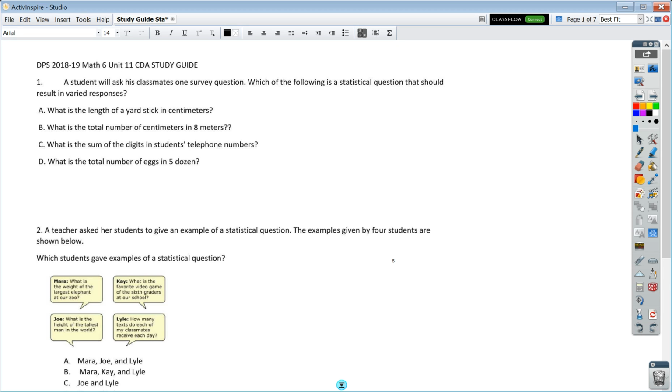Hey, this is Mr. Shapto here, trying to just give you an idea of what's coming up on the test that's tomorrow. This is a study guide with the answer key. So let's go ahead and go through it.